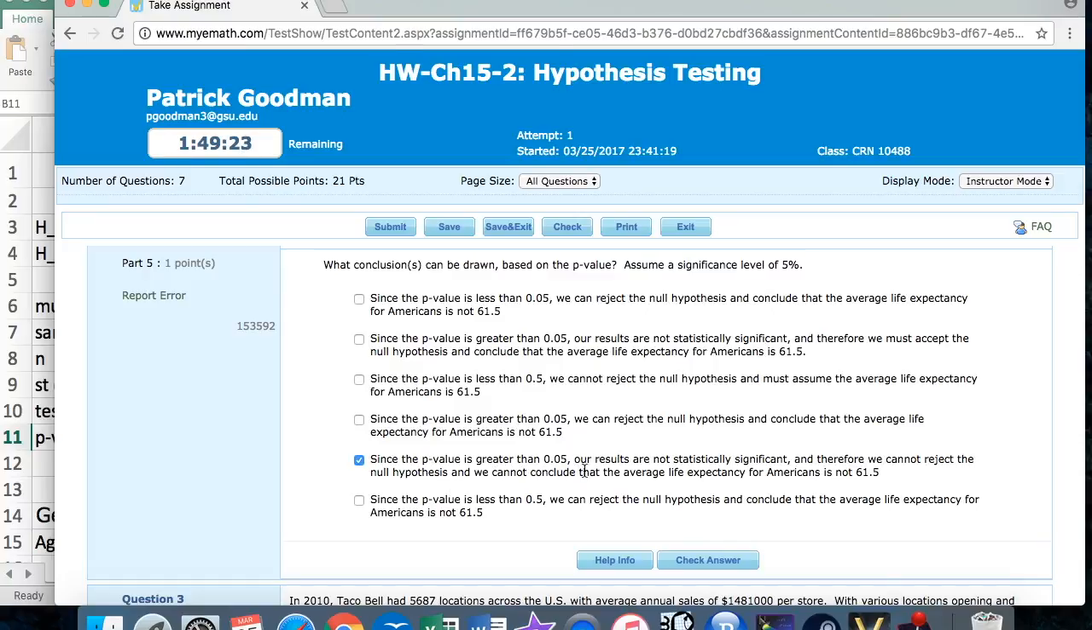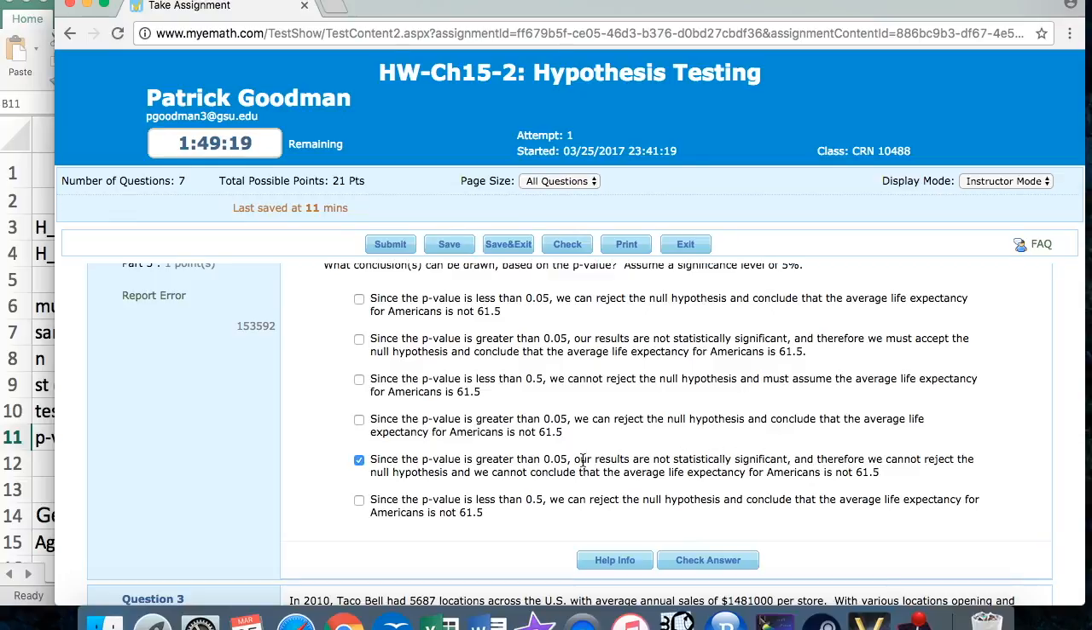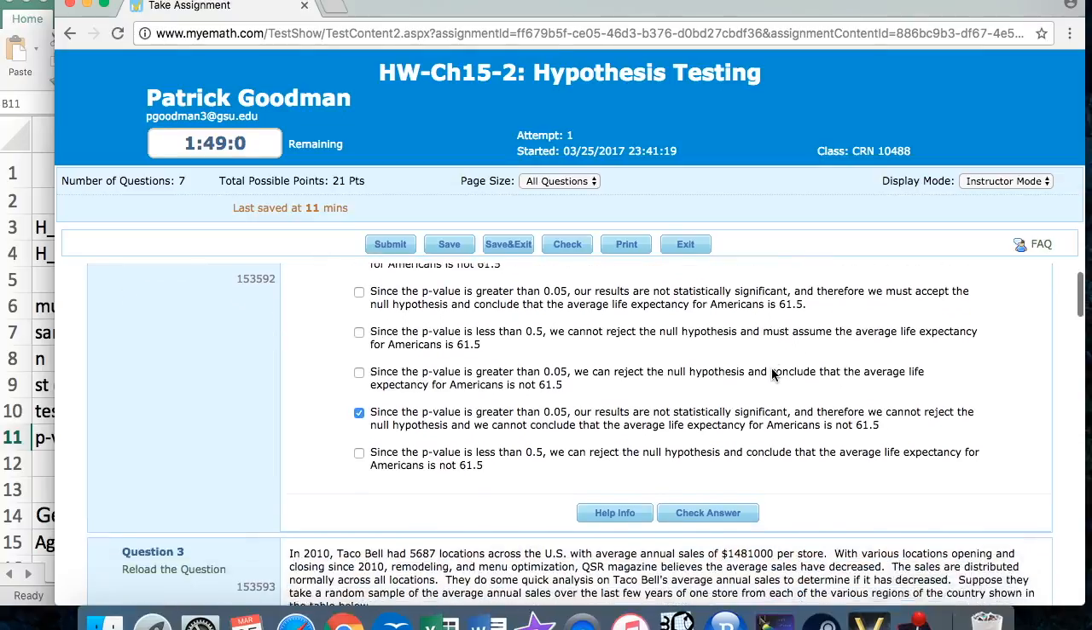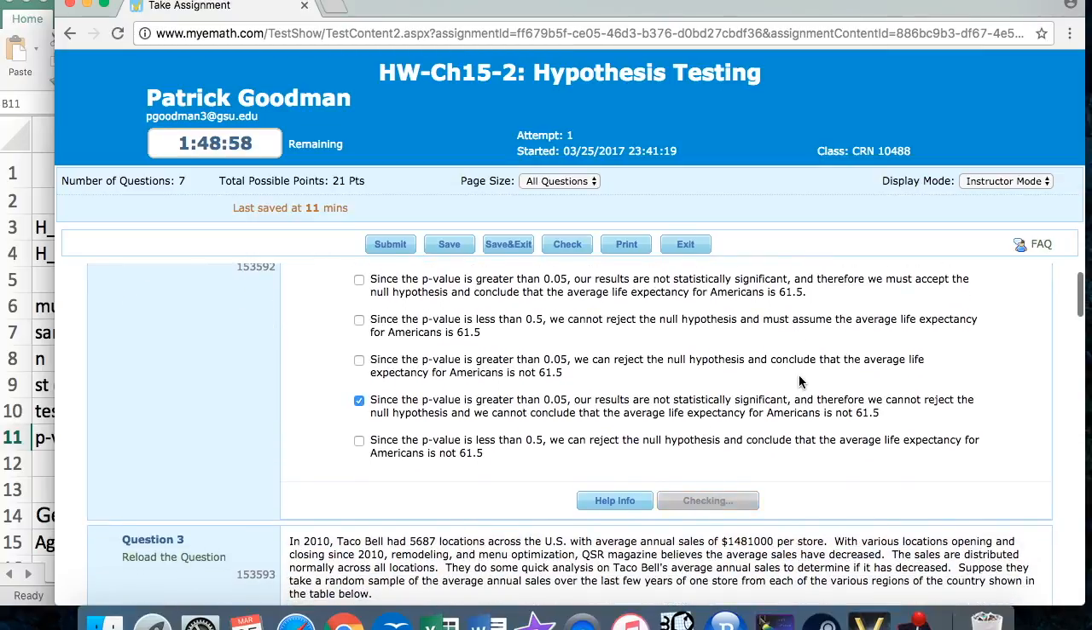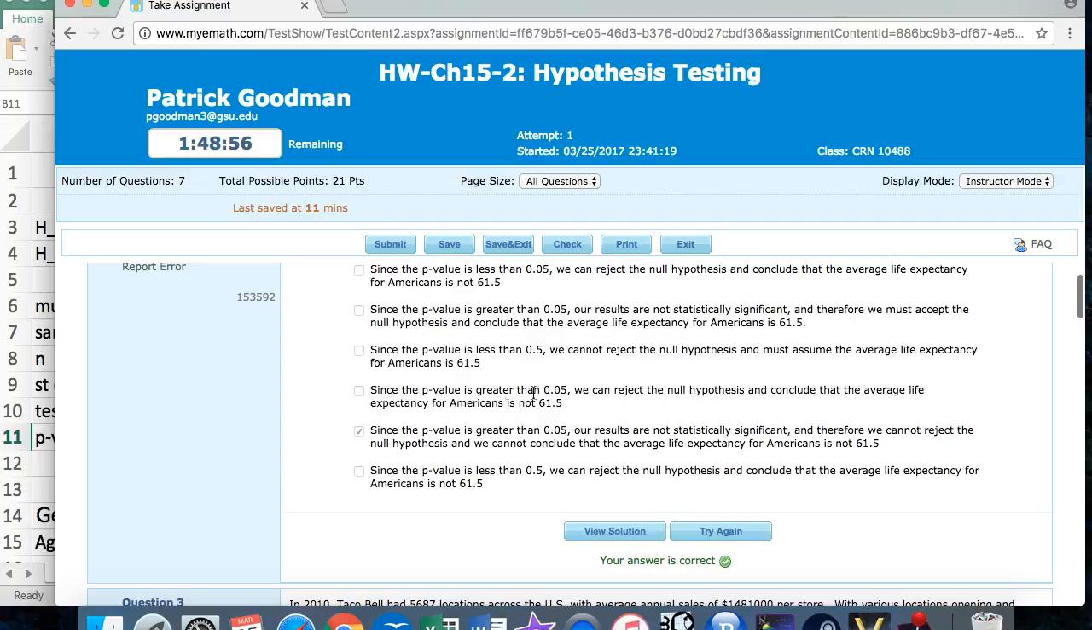The p-value is greater than 0.05. Our results are not statistically significant, and therefore we cannot reject the null hypothesis, right? We cannot reject our H sub 0. And then we cannot conclude our hypothesis was correct. So we cannot conclude the average life expectancy for Americans is not 61.5. I know it's kind of weird because it's like we cannot reject, cannot conclude, and not. So there's like a million nots in that. That was kind of weird, but that's how you would do it.